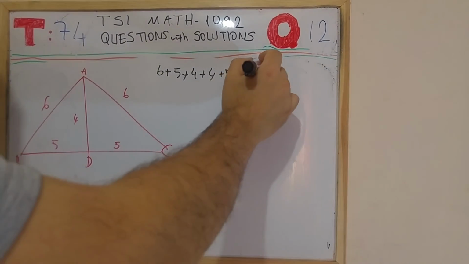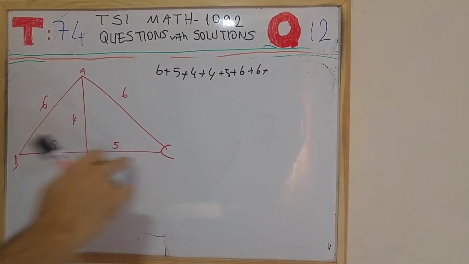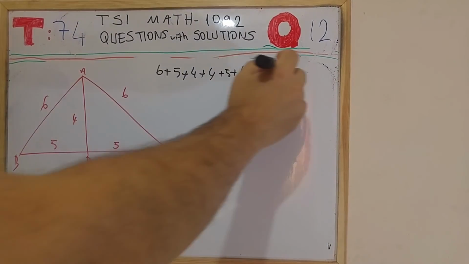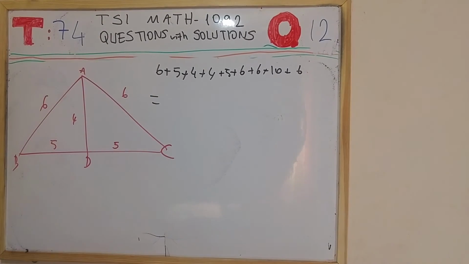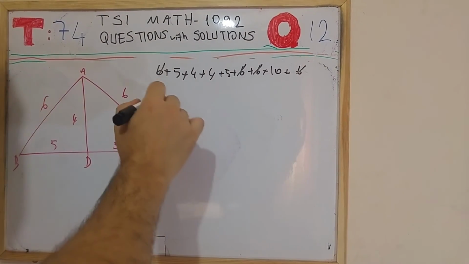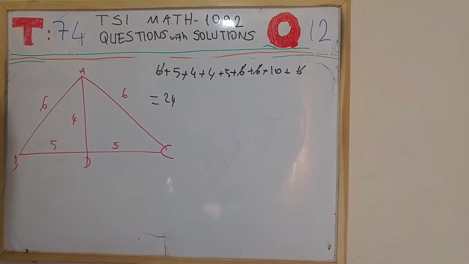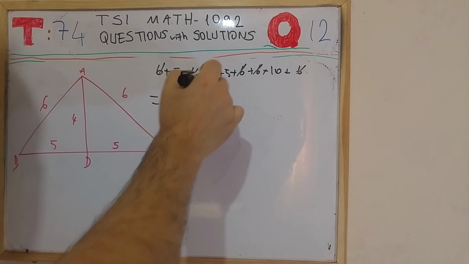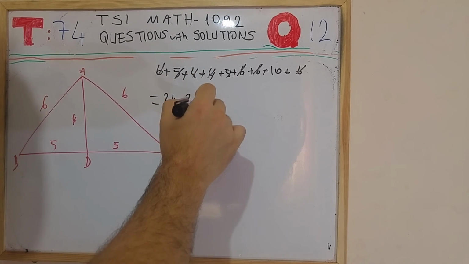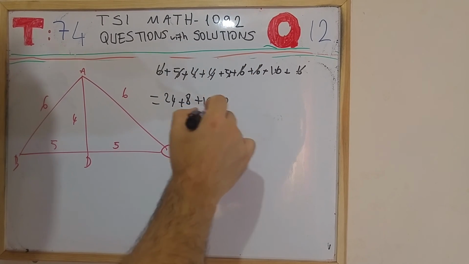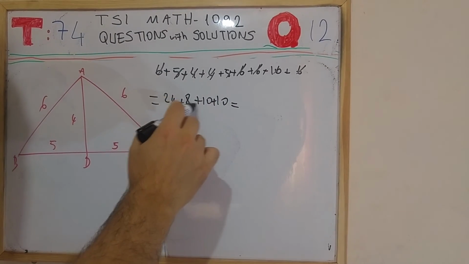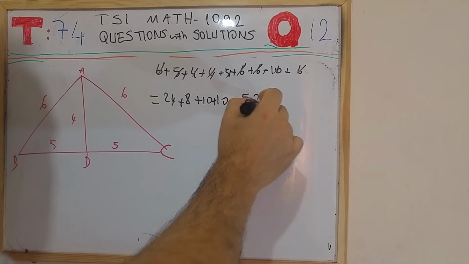Now we have the bigger triangle ABC. AB is equal to, again, 6, BC is equal to 5 plus 5, that is 10, and AC is equal to 6. This is equal to, how many 6s do I have? 1, 2, 3, 4 6s makes 24. How many 4s do I have? 2 makes 8. How many 5s do I have? 10, and another 10. So this is equal to 32, 42, 52.